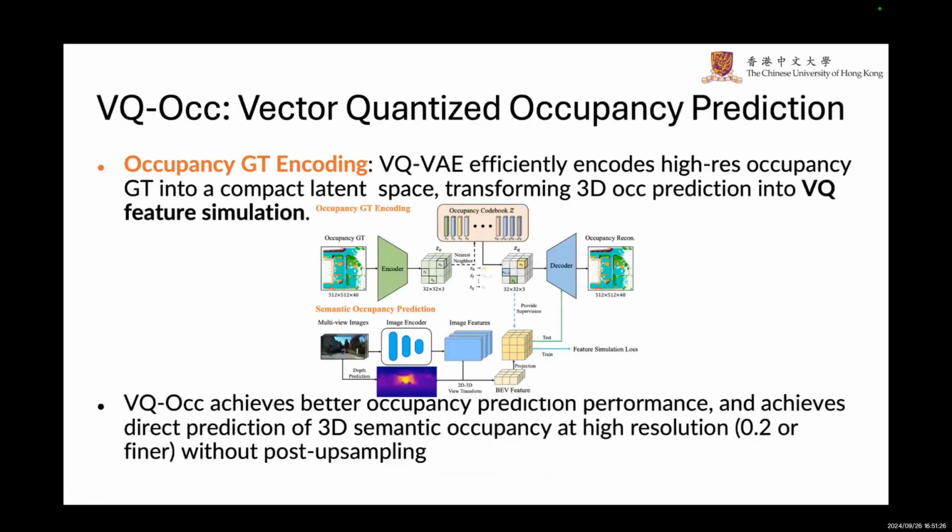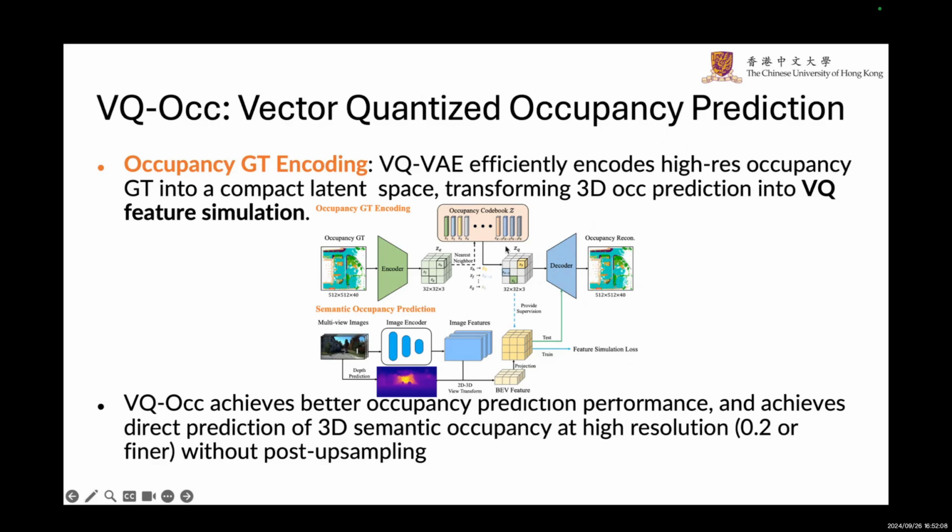Okay, now let's talk about our occupancy prediction method, which is VQ-Occ, vector quantized occupancy prediction. So here is a diagram of our method. It's basically split into two parts. The first part, we are doing an occupancy GT encoding. In this part, we are using a VQ-VAE to encode the original occupancy GT into a discrete occupancy codebook, and use the codebook and train a decoder to recover the occupancy.